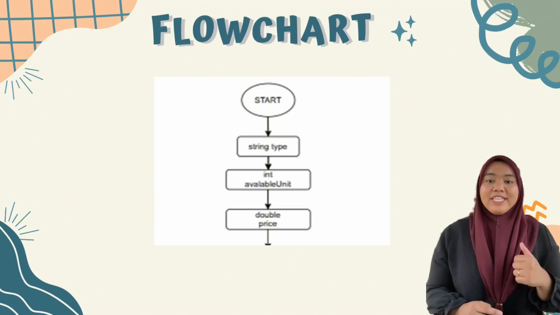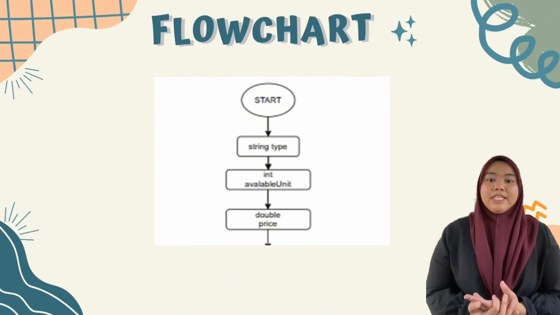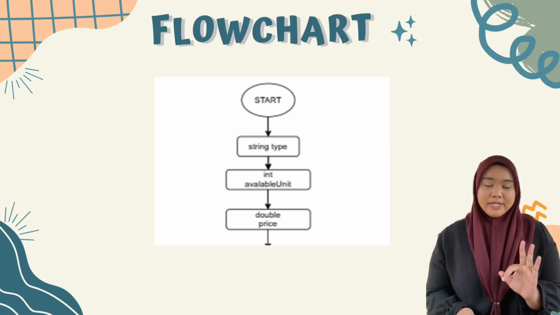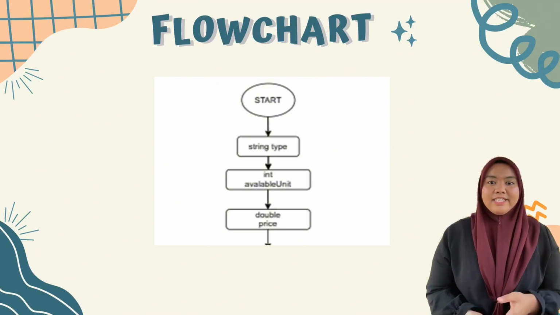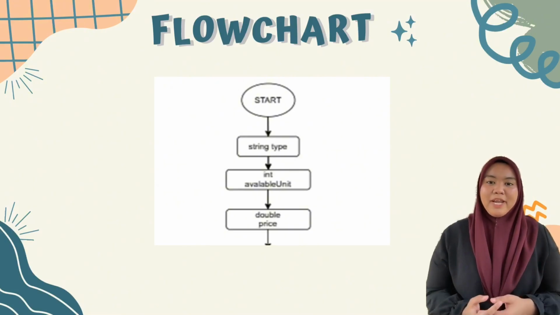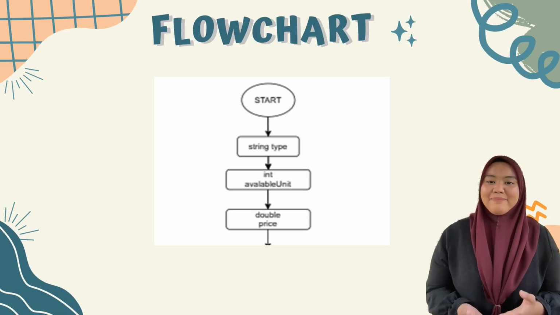First, we have initialization. The system is initialized by declaring 3 variables. First, type as a string. Second, available unit as an integer. And third, price as a double. These variables are essential for managing room types, availability, and pricing.